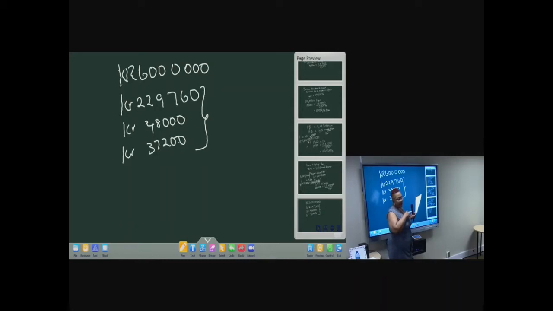One other important thing in the math questions is you are going to be asked, prove whether this is valid, prove whether this is correct using calculations. So it means you will do a calculation, but once you have done a calculation, you must have a conclusion. Say whether this is correct, this is valid, this is not valid. And then what is the total? 229,760 plus 48,000 plus 37,200.